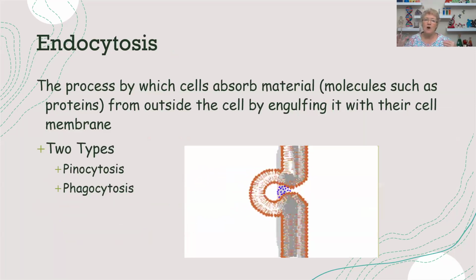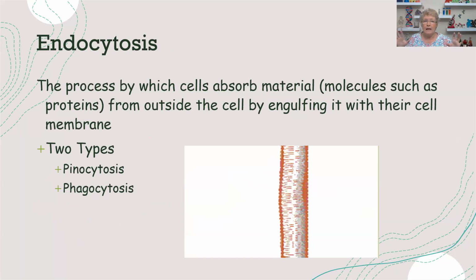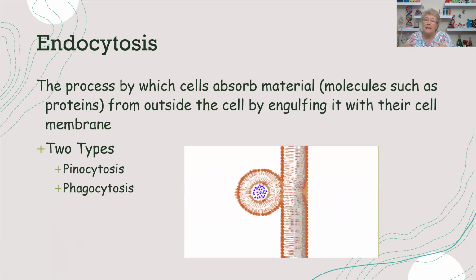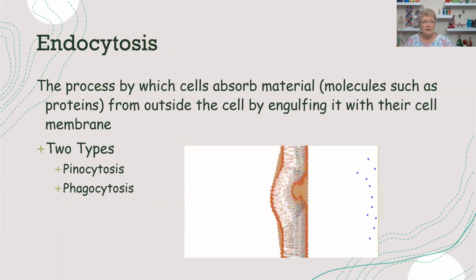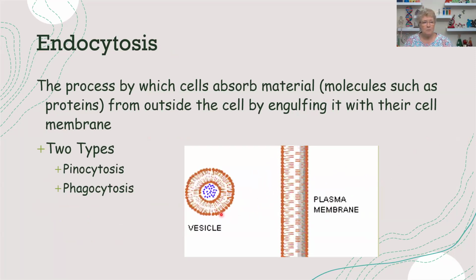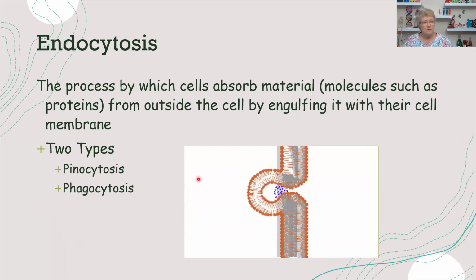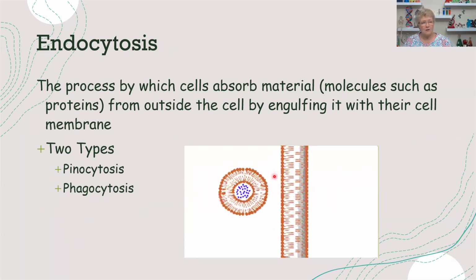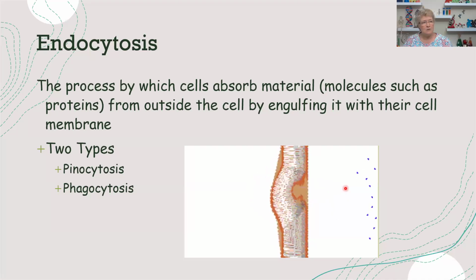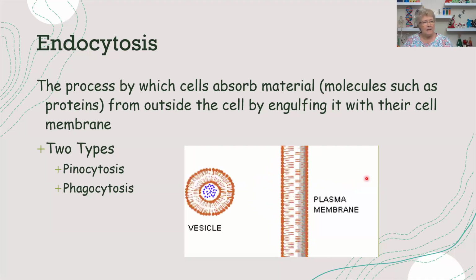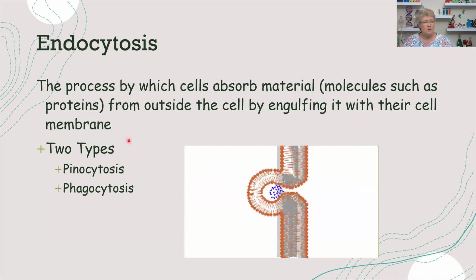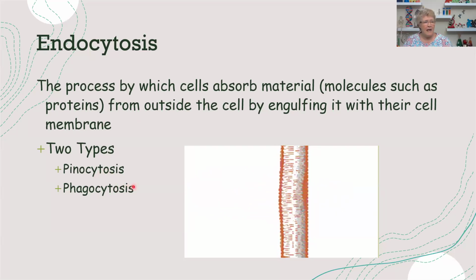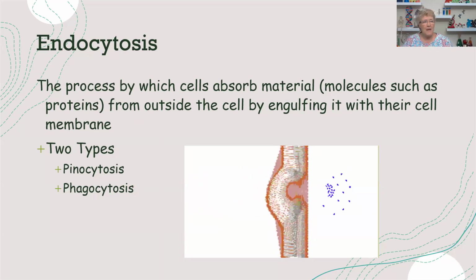The prefix endo means in. So endocytosis is where we're bringing something into the cell. So this would be the inside of the cell right here. This would be the outside of the cell right here. So something is coming up. It's wrapped in the same membrane, this vesicle, and it puts something into the cell. Endocytosis means in. There's two kinds: pinocytosis and phagocytosis.